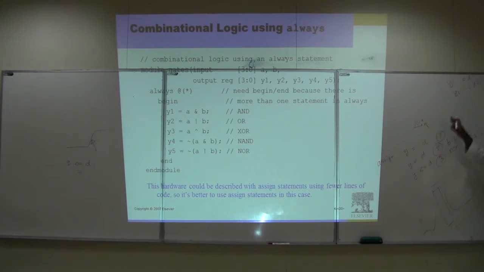Like this, block. But if you put it like this, it is like parallel. This one will calculate at the same time. And assign is always non-blocking, and you write it outside always. Assign will come outside the always block. Here these two will come inside always.